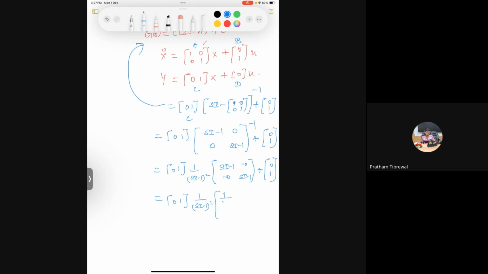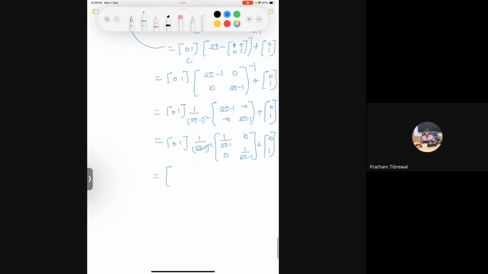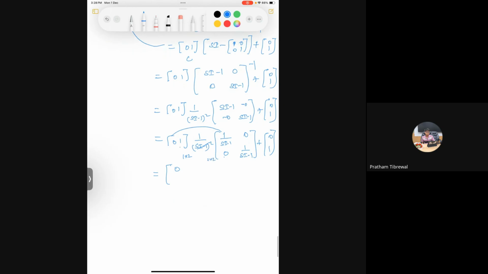This will be 1 by Si minus 1. If I multiply this inside, 0 1 by Si minus 1, because the numerator will get cancelled, Si minus 1. Then this will be 0 into this column, 1 into this element. So it will give me 0. This is a 1 cross 2 matrix. This is 2 cross 2 matrix. The output will be 1 cross 2 matrix, right? So it is 0 0. That is also 0 into 1. It will be 1 by Si minus 1.